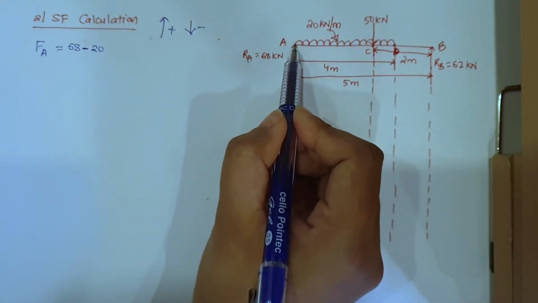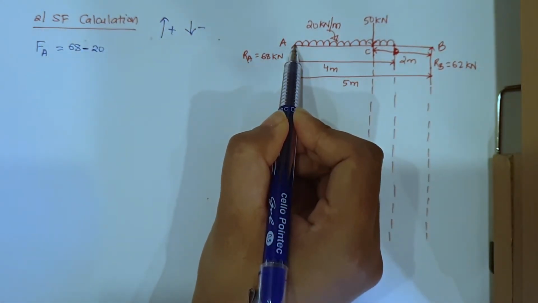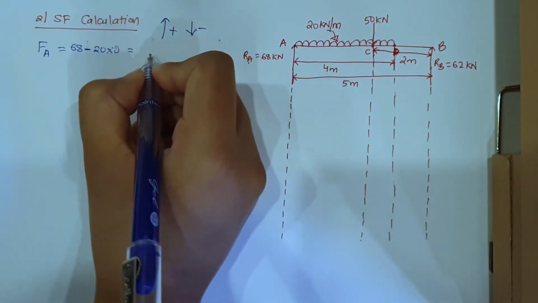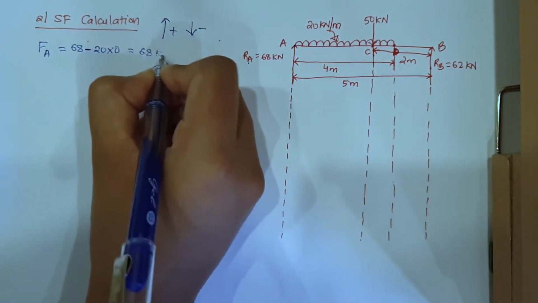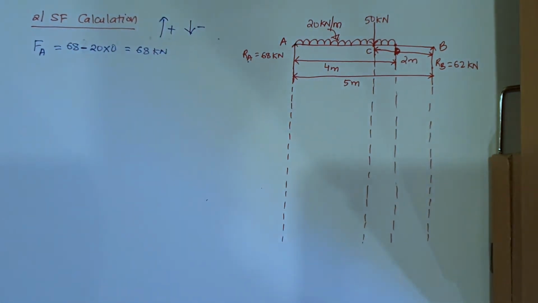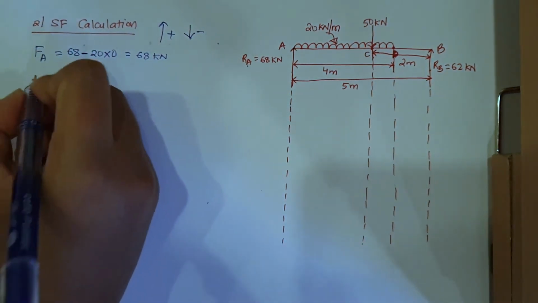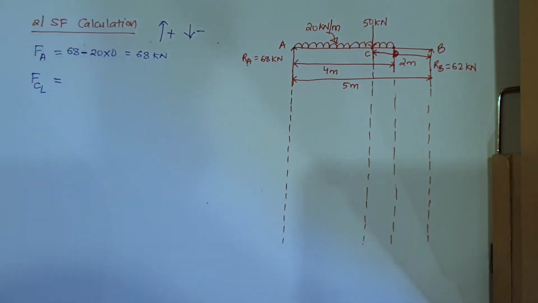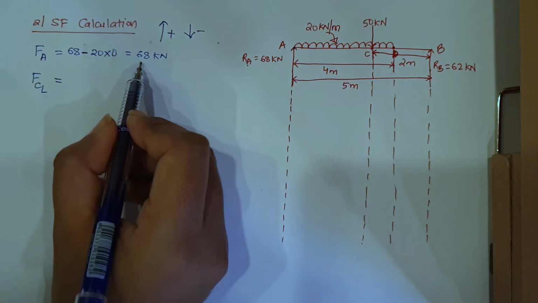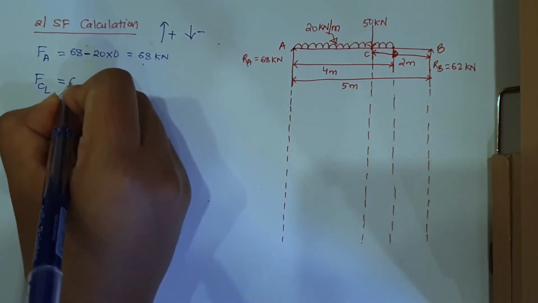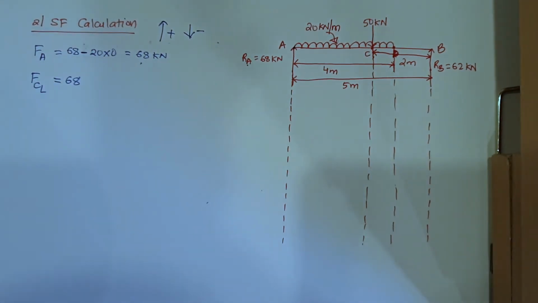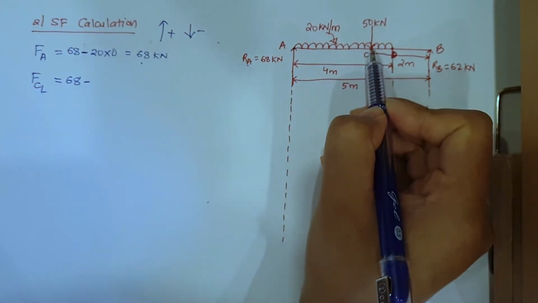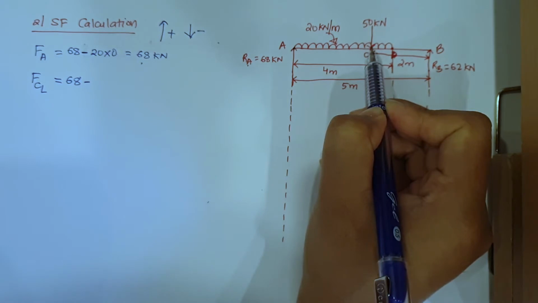Now the UDL has just started here, so what is its distance? Distance will be 0. So here the force at A will be equal to 68 kN. Okay, next let us find the force at C, on the left hand side of C. So what was the last force we found? The last force we found is 68 kN, right? So 68 minus, up to C we have to see which load is coming here.